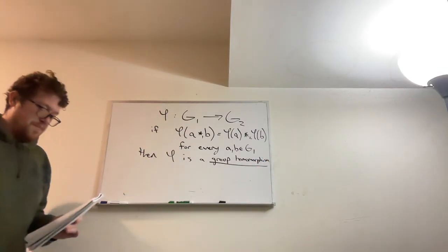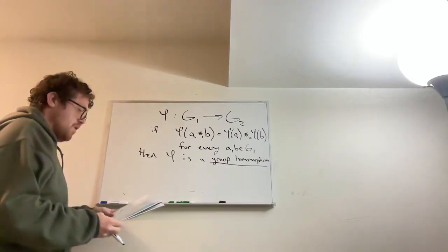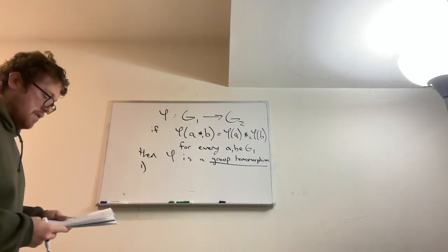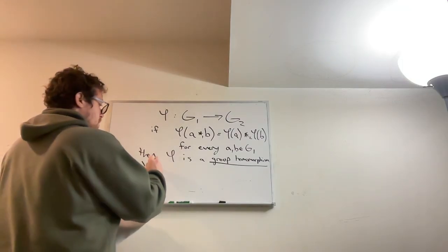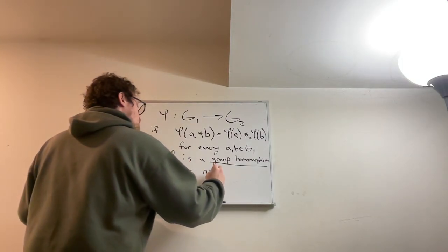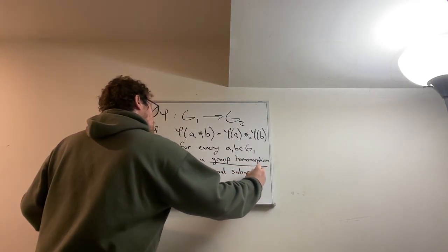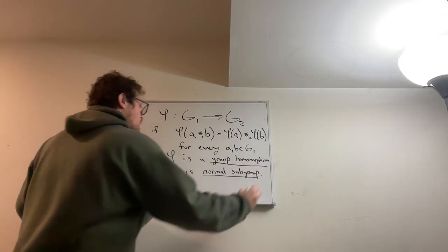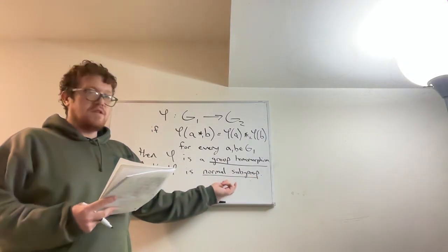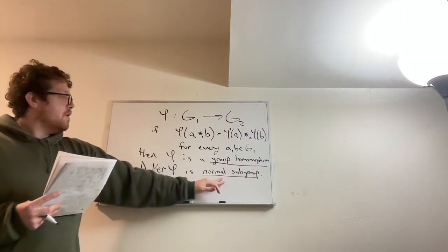Group homomorphism, and has certain properties. So first property is that the kernel of the homomorphism is always a normal subgroup. I probably won't have enough time to go into writing down the definition of this, but I'll do that next time. So the kernel is a special type of subgroup, which we call normal.